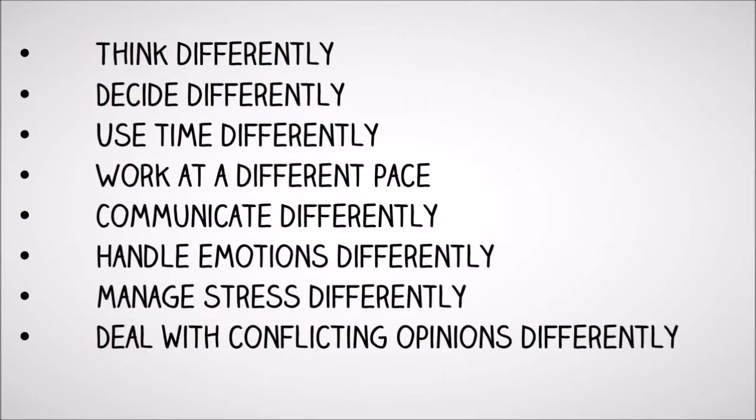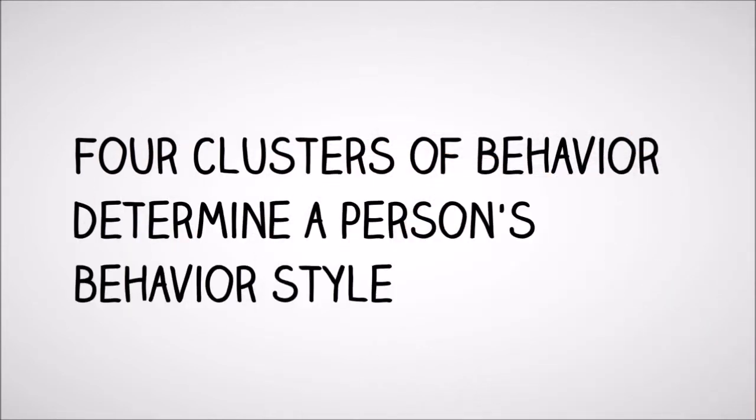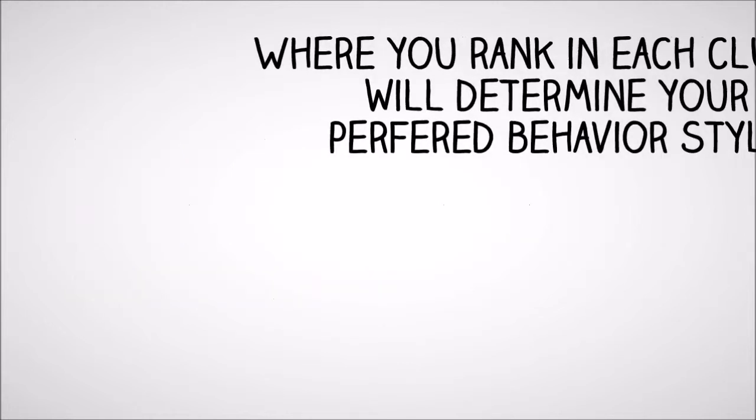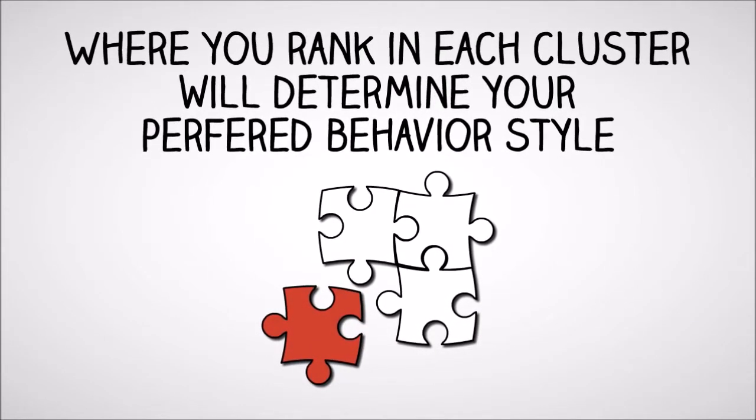style. They think differently. They decide differently. They use time differently. They work at a different pace. They communicate differently, handle emotions differently, manage stress differently, and deal with conflicting opinions differently. Based on these differences, we can divide people roughly into 4 different behavior quadrants or 4 different preferred behavior styles that are going to determine how they respond to information and how they respond to what you write on your website. Each style has its own characteristic strengths and weaknesses.